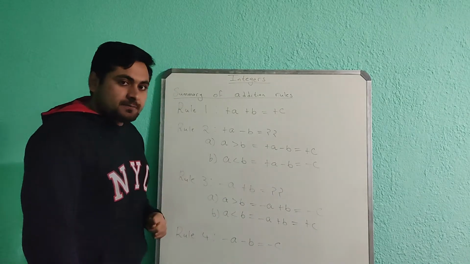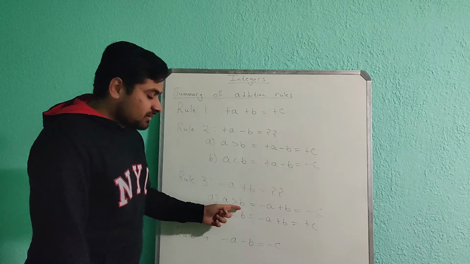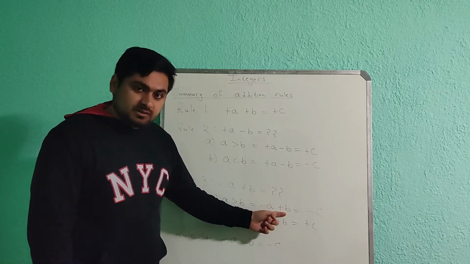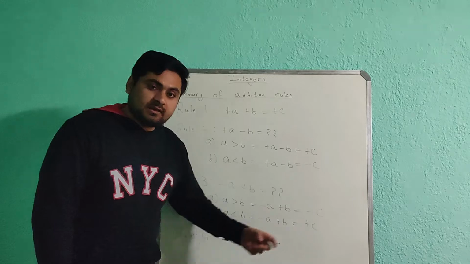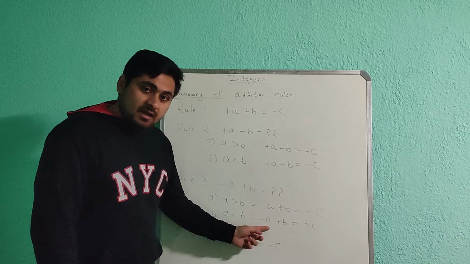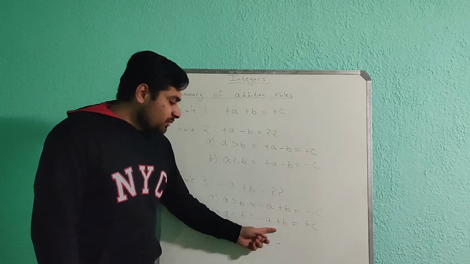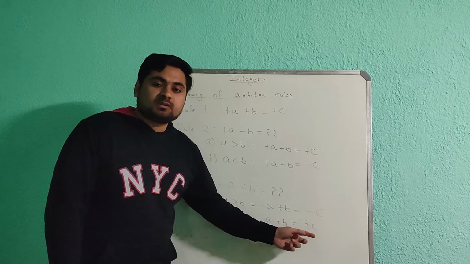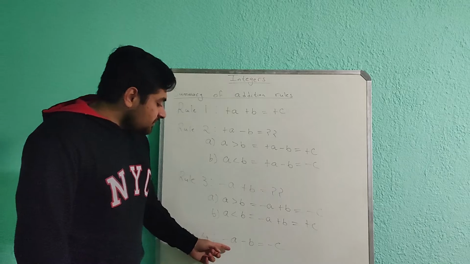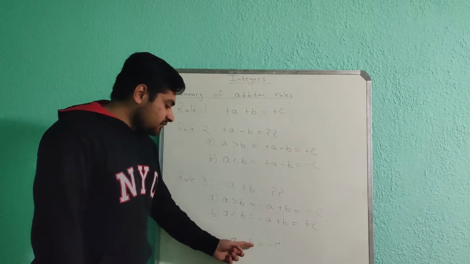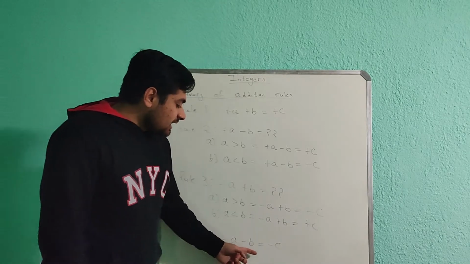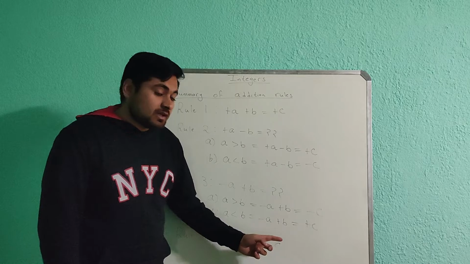Now the rule 3 says if A is greater than B and the sign of A is negative and the sign of B is positive, then our answer will be negative. And scenario 2 says if A is less than B, and A's sign is negative and B's sign is positive, then the outcome will be positive C. And finally, the last rule, if we have the same sign, if the sign of A and the sign of B is negative, then your answer will be negative C. You simply add A and B and put a negative sign in front of it.